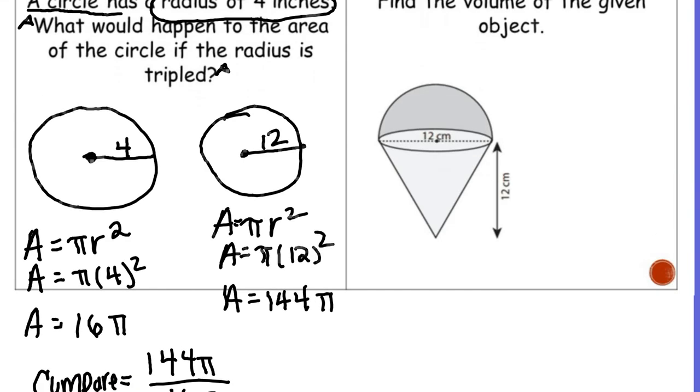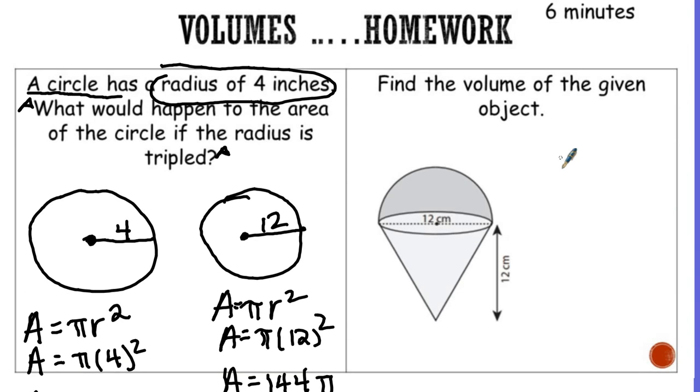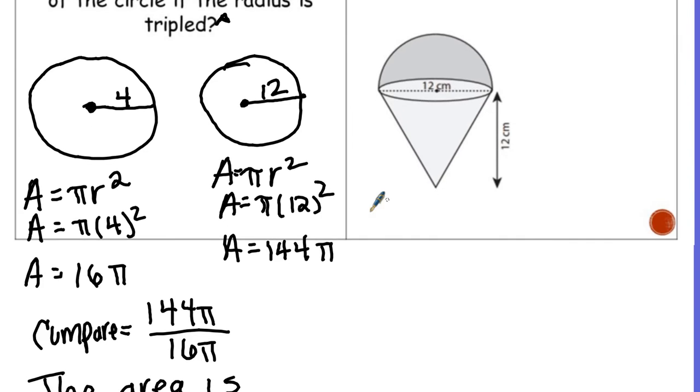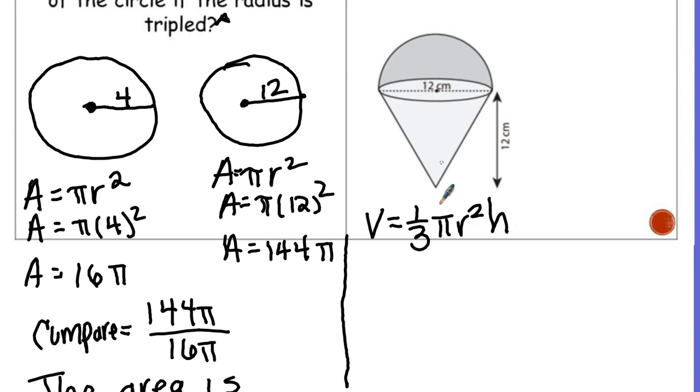Okay, let's go to the next question. It says find the volume of the given object. Alright, so we have a cone down here at the bottom and a hemisphere at the top. So we're going to use two formulas. And then we're going to add the two together so we can find the total volume. So we can say volume of the cone is 1/3 pi r squared times height. And the volume of the hemisphere is going to be 4/3 pi r cubed. And I'll show you what to do with that at the end.